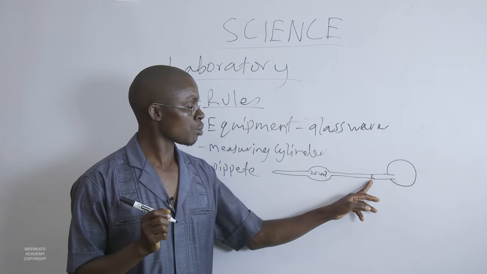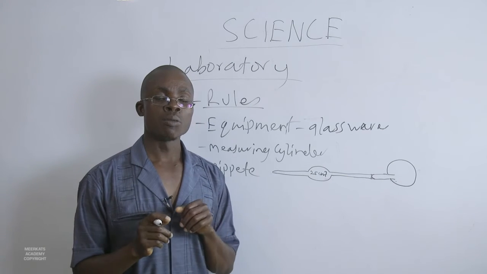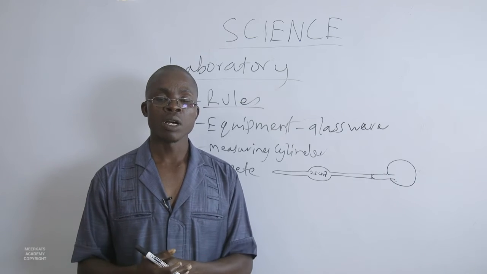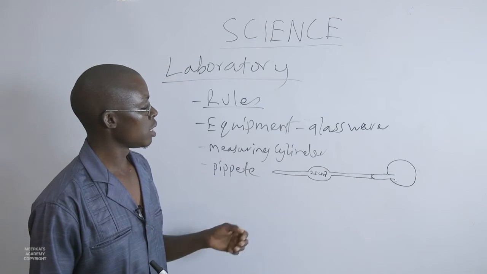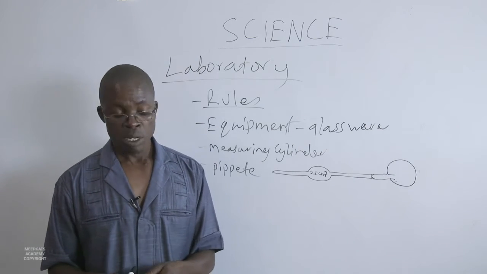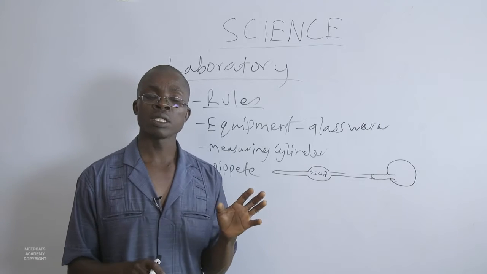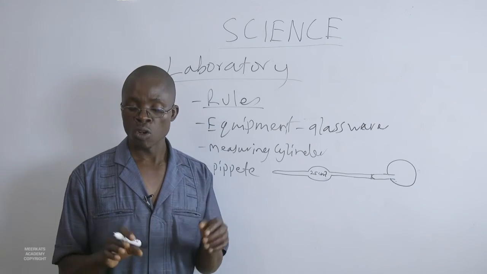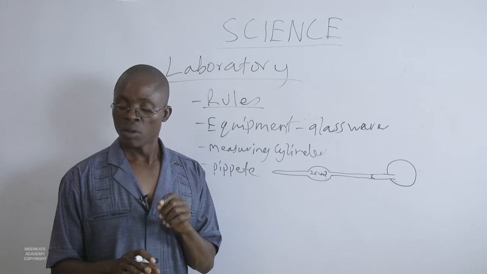So once it reaches at that point, then you will be sure the volume you are having is 25 cubic centimeter, and transfer it to wherever you want. You will have achieved the measurement you wanted. But this one is giving us fixed volume, 25. No more, no less. Just like volumetric flask.